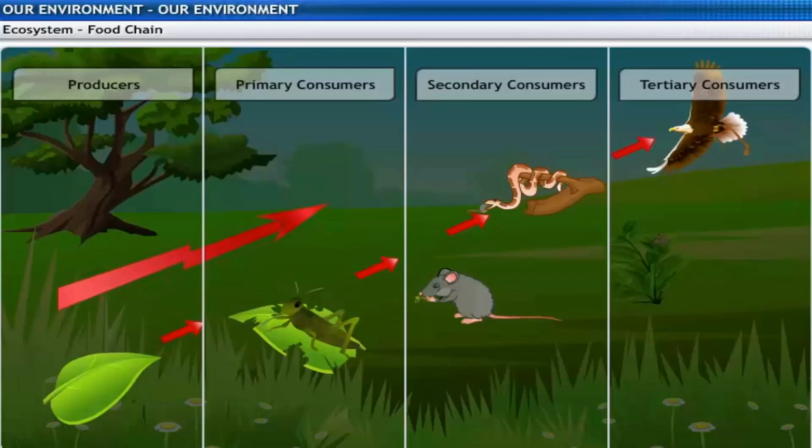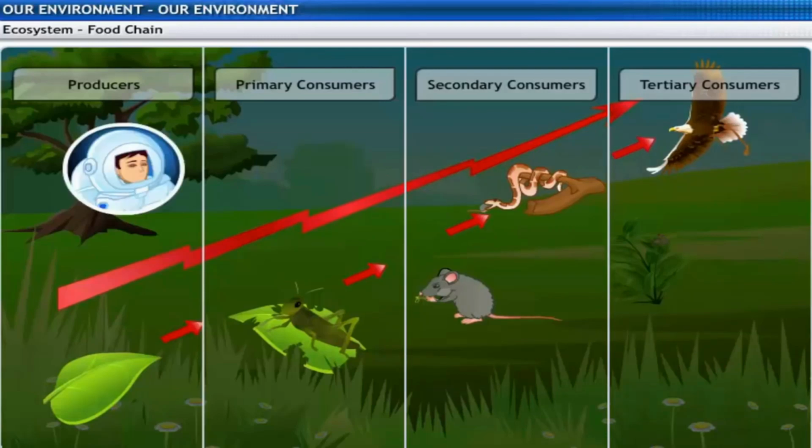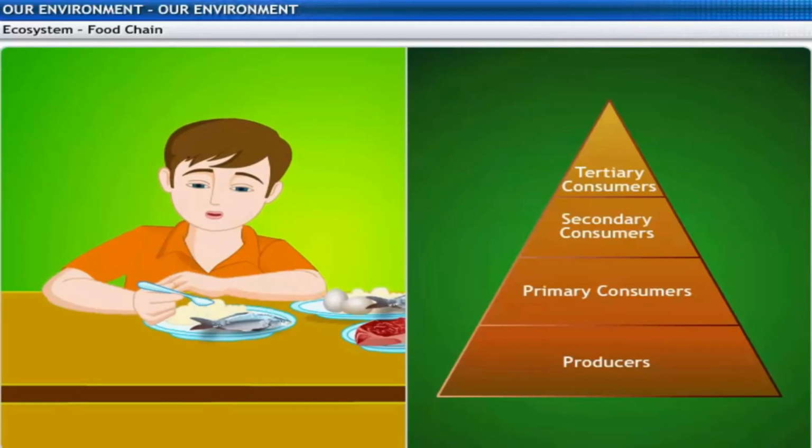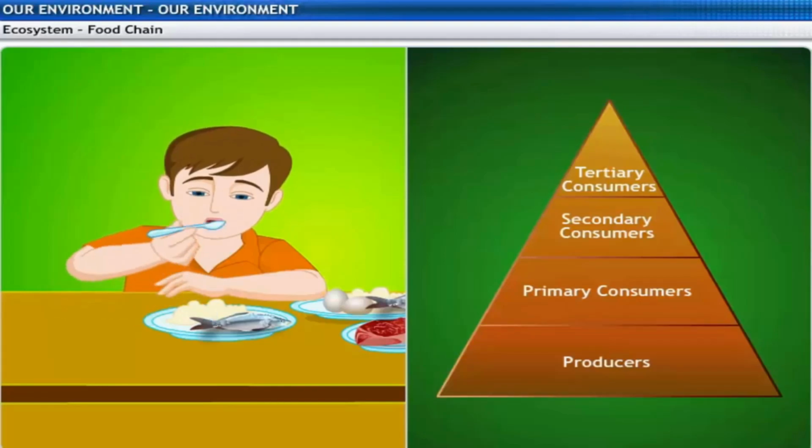Did you know that a huge amount of energy is lost at each stage in the food chain? Oh, I didn't know that. Why do we eat? To get energy. The food you eat acts as fuel and provides energy for work. This energy is passed on to the various trophic levels right from the producers to the tertiary consumers.